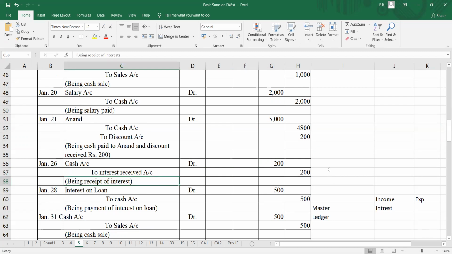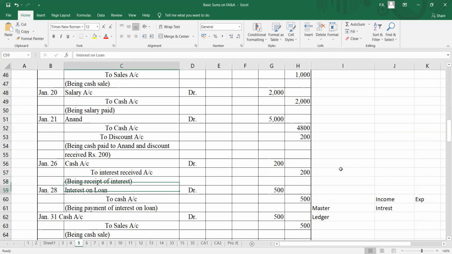What is the entry over here? Again, please remember, two accounts were impacted. Cash account is a real account, so we debited what comes in. Interest received is a nominal account. Nominal account, what is the rule? Debit the expenses and losses, credit the incomes and gains. Interest is an income to us, so we are crediting the interest account.